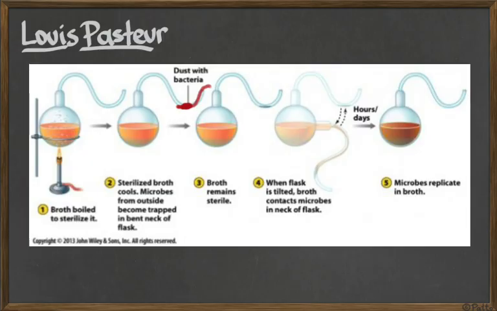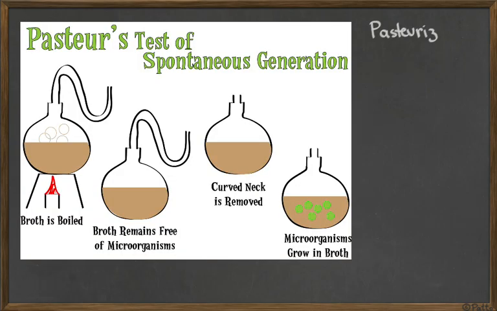If you twist the neck and you contaminate this area over here, then after a while, the broth will be all rotten because the bacteria will enter the swan neck and you contaminate with microbes from the outside. So actually, he showed that the microorganisms come from outside, and if you boil it and you avoid the microorganisms from entering, then it stays without life in there. This is the idea of Pasteur.